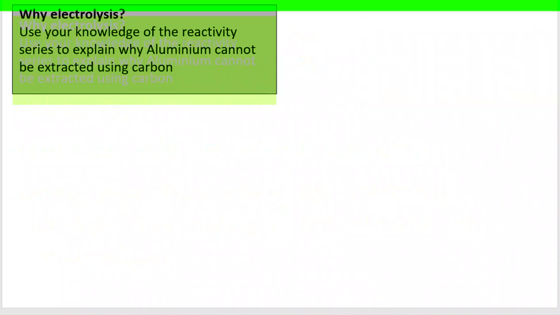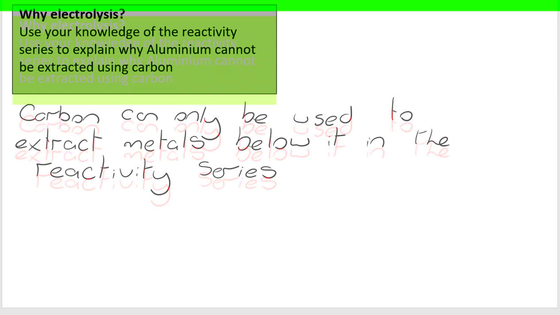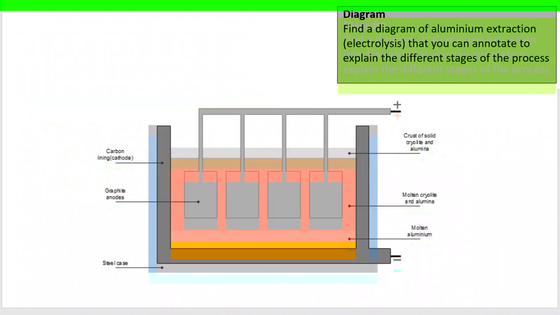Moving on to the next box, why do we not just use carbon to reduce aluminium oxide to aluminium? Well, as discussed in the previous chapter, carbon can only be used to extract metals that are below it in the reactivity series. Carbon essentially displaces those metals. Aluminium is higher in the reactivity series, so we can't use carbon to extract it. We then have a diagram of aluminium extraction, and there's a chance to annotate it with some key details.